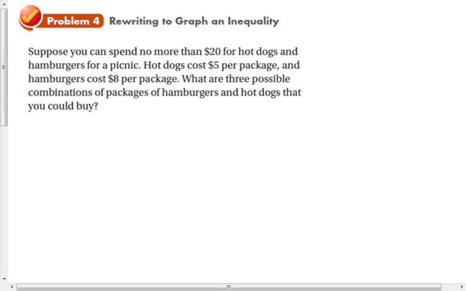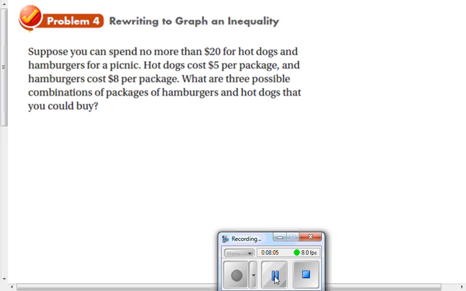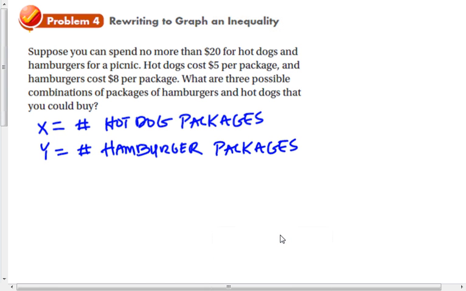To do that, let's let x equal the number of hot dog packages we buy, and let y equal the number of hamburger packages we buy. Then the inequality that would represent this is 5x, because it's $5 per package of hot dogs, plus 8 times y. This is how much money we're spending, and it has to be less than or equal to 20.